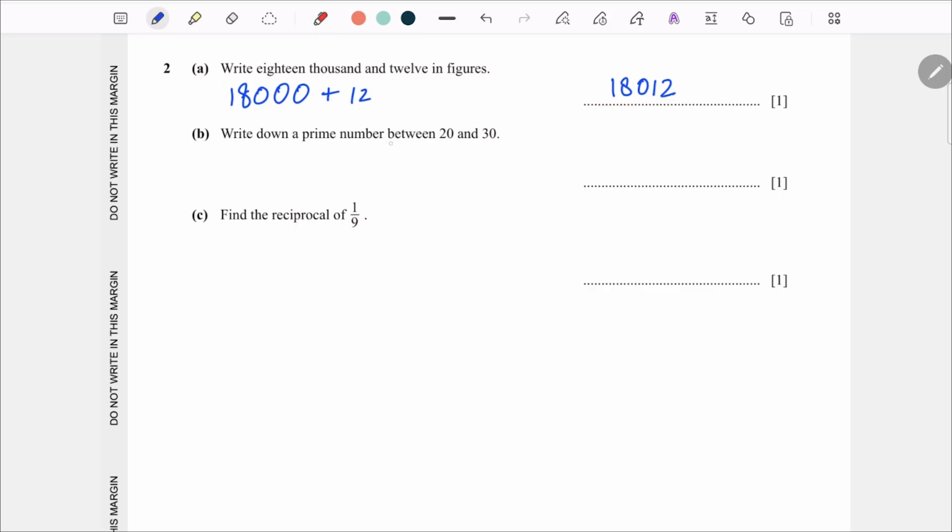Part B, write down a prime number between 20 and 30. So a prime number is basically a number that has only 1 and itself as factors. Between 20 and 30, there are only 2 prime numbers, that are 23 and 29. So we pick 23.